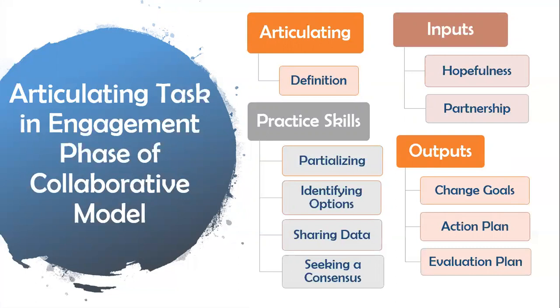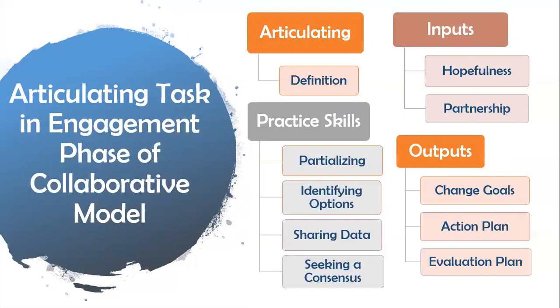The practice skills in articulation involve partializing, identifying options, sharing data, and seeking a consensus, which basically means that the social worker breaks down bigger problems into more manageable pieces, helps the client come up with options to solve these problems, shares information that the social worker feels would help the client, and comes to an agreement plan or contract with the client on what the goals are to be accomplished and how to work towards them together.